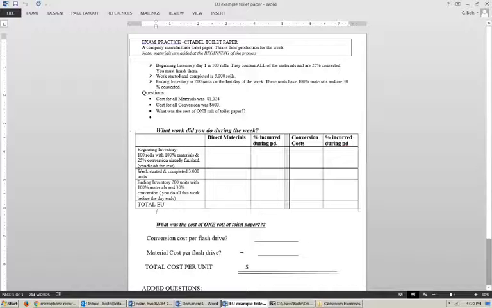First, we'll read our narrative. Note that new materials are added at the beginning of the process. And we'll look at the production for 1 week. And that's our challenge with process costing.